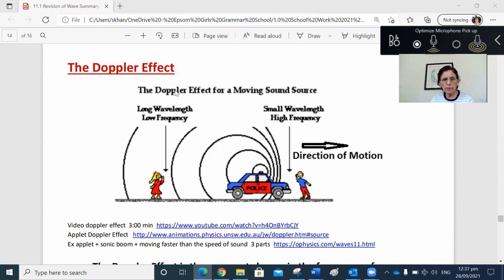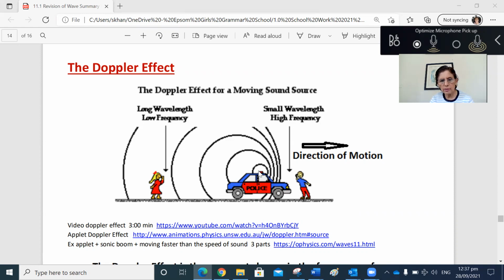Now, what happens in a Doppler effect is that if the source of the sound that is producing the waves is moving, then the people who are in front of that moving car or moving object will hear a frequency which will be different from the original frequency that is emitted by the source of sound. Or the people who are behind the source of sound that is moving away will also hear a different frequency. So when the apparent frequency or the heard frequency is different from the emitted frequency, that is called the Doppler effect.